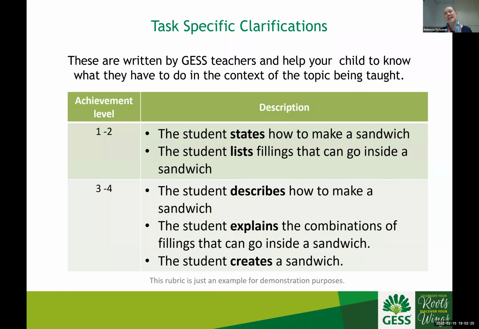These are called task-specific clarifications, where we make it a little bit more focused for the students, so that they can see what they're going to do in terms of that unit, what they have to do. So again, we might present that in a grid with the achievement levels.